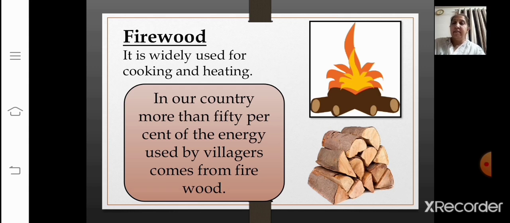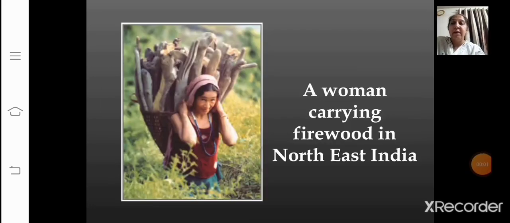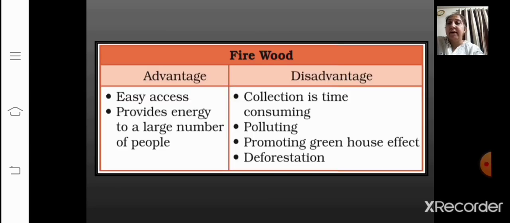Firewood. It is widely used for cooking and heating. If I'll say in our country, more than 50% of the energy used by villagers comes from firewood. I think you all will agree with me on this thing, right? The children, you can see the image here that has been given in your textbook also, a woman carrying firewood in northeast India. Now we are going to learn about the advantages of firewood as well as the disadvantages.